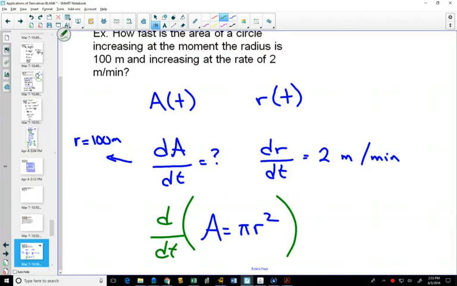And the reason we can do that is because area is a function of time, even though we don't know what it is. And radius is a function of time, even though we don't know what it is. Yes?